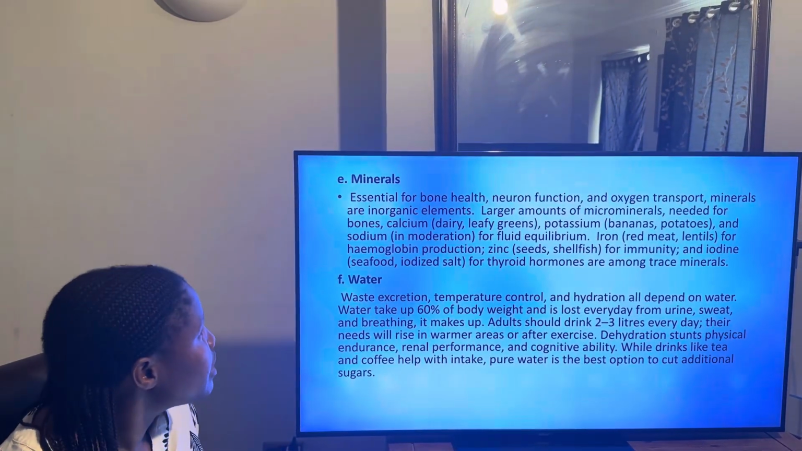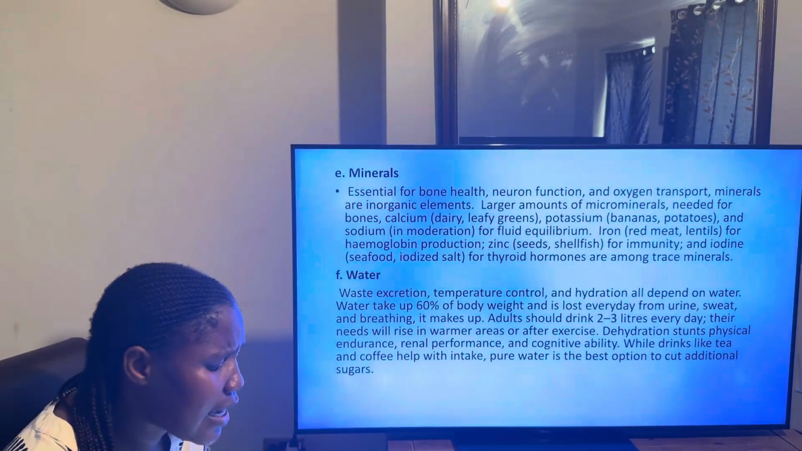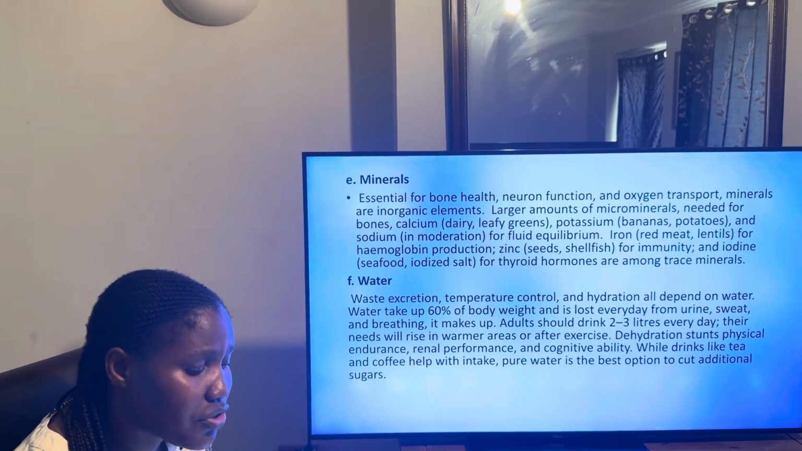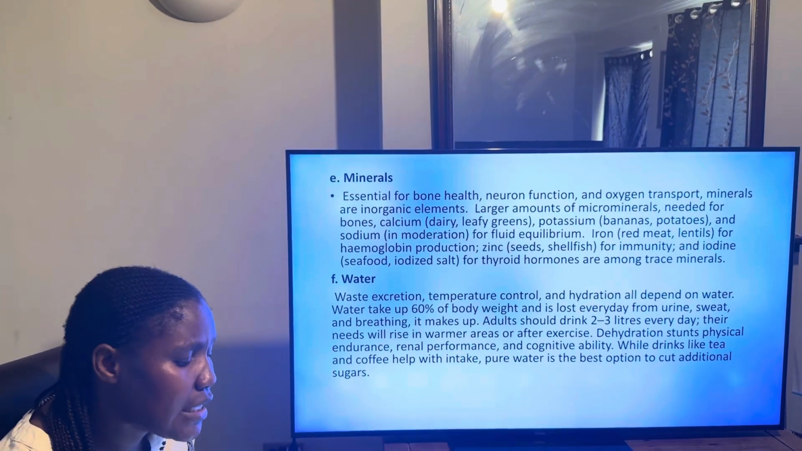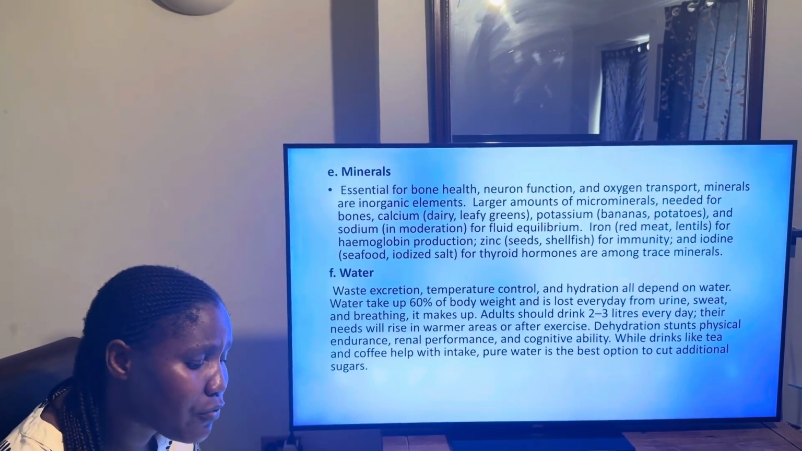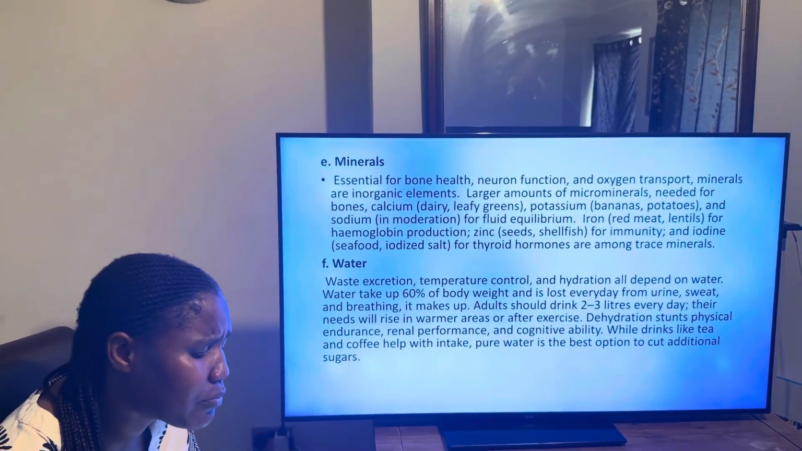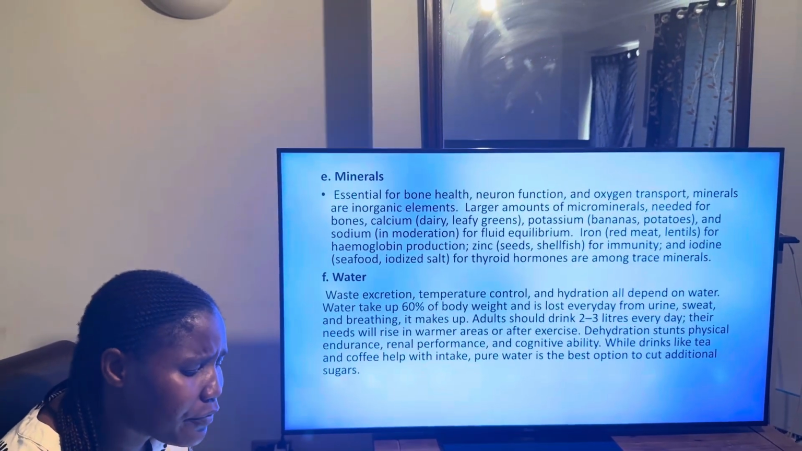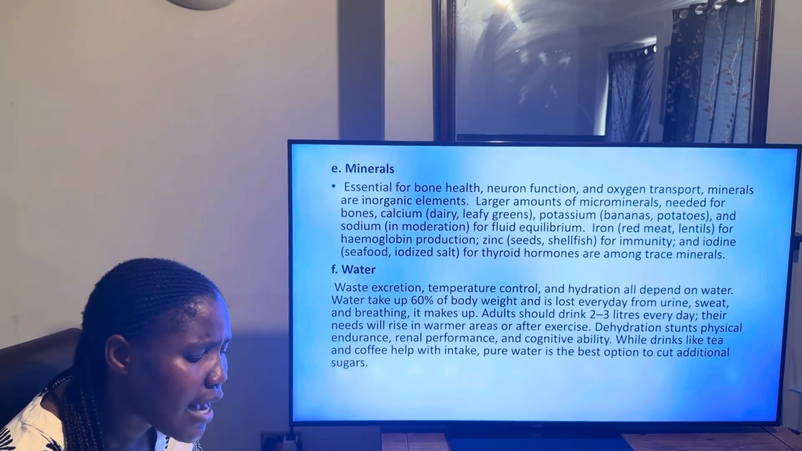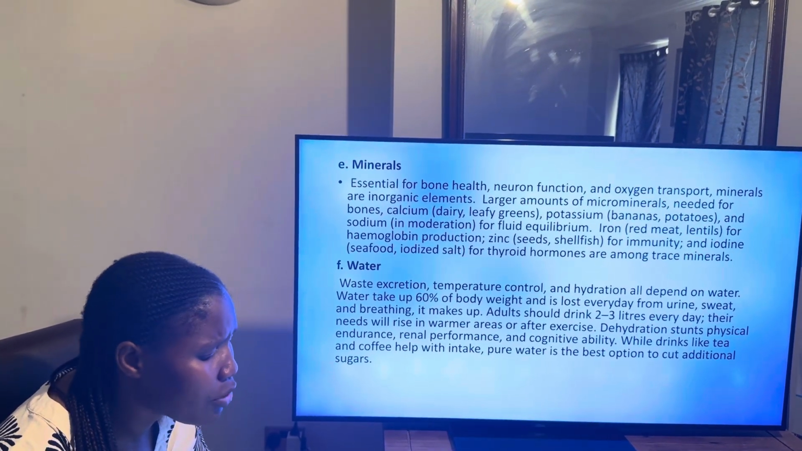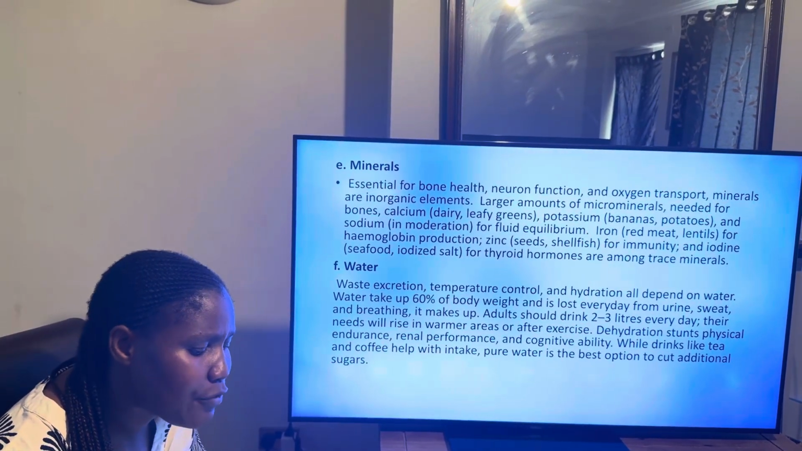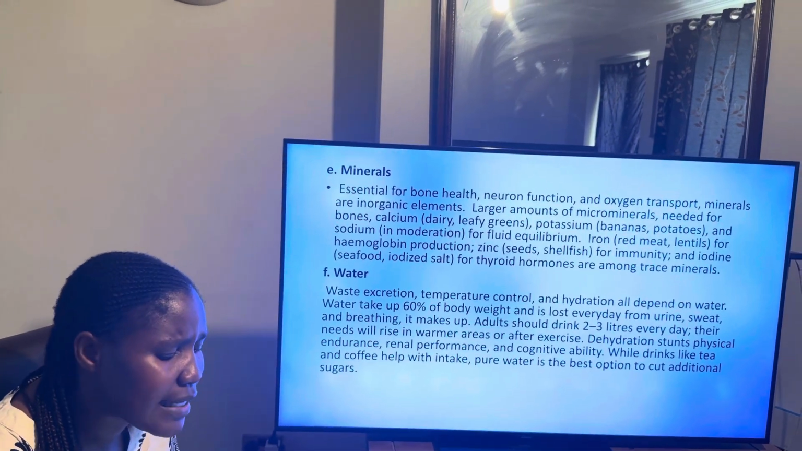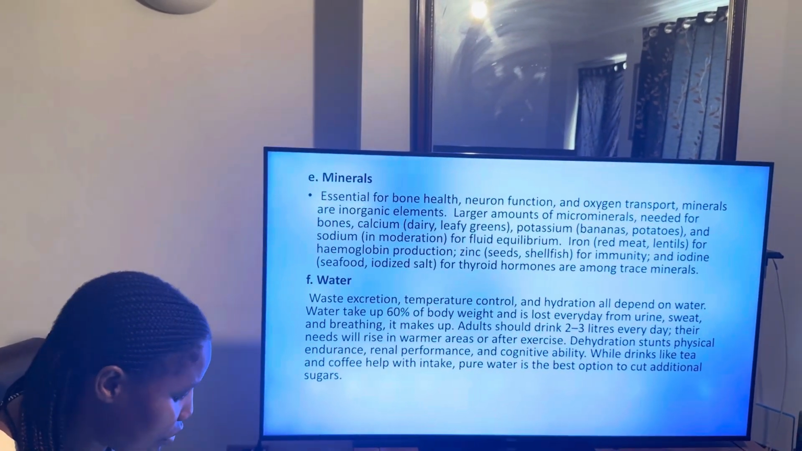We also have minerals. Minerals are essential for bone health, neuron function, and oxygen transportation. Minerals are inorganic elements. Large amounts of macro minerals are needed for bone: calcium, potassium, and sodium for fluid equilibrium. Iron for hemoglobin production, zinc for immunity, and iodine for thyroid hormones are among the trace minerals.